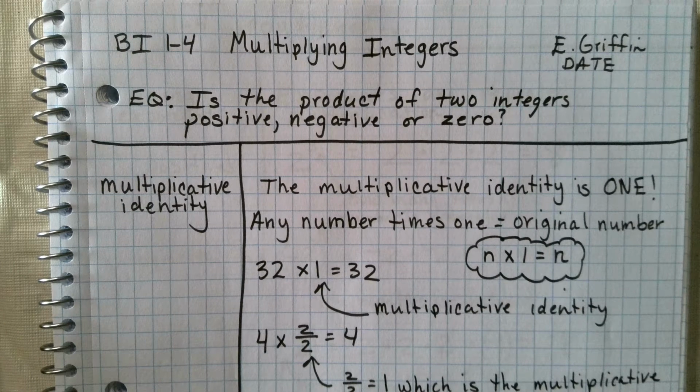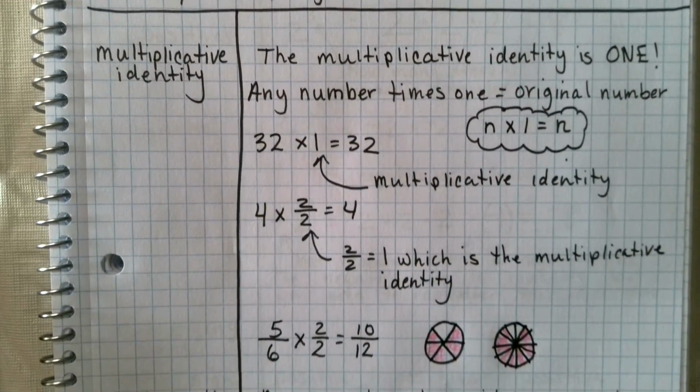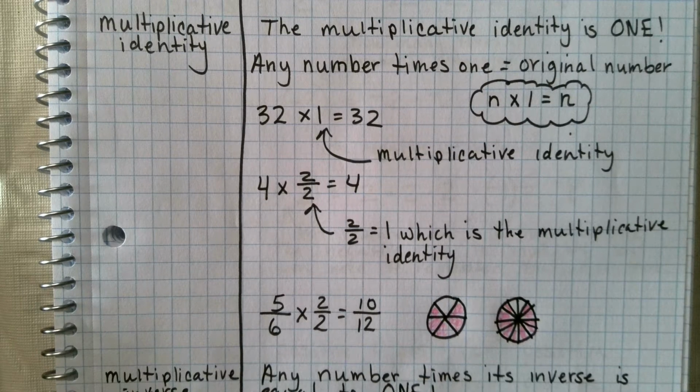Big idea is 1.4, multiplying integers. Is the product of two integers positive, negative, or zero? So we're going to go ahead and talk about the multiplicative identity. The multiplicative identity is 1. It means any number times 1 gives you that same original number.